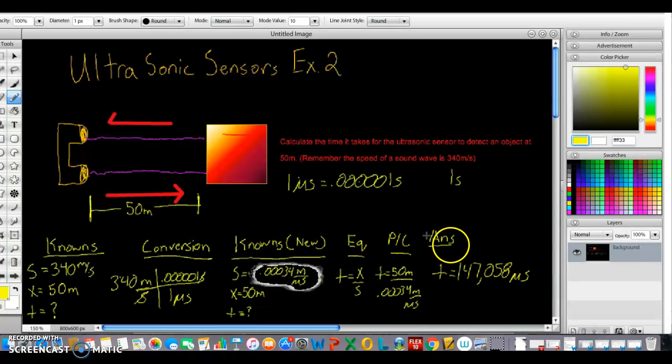All right, and so to put this in perspective for you, a microsecond is 6 steps going down. So if you want to put it in its base form, the time in terms of seconds is going to be 0.147 seconds. You don't really need that anymore. So it's about less than a quarter of a second. For a sound wave, that's pretty long. And it's long because the distance is pretty long. Like I said, 50 meters is pretty long. So this makes sense. Our time is going to be very long because we have a very long distance. If our distance was short, we'd have a very short time.